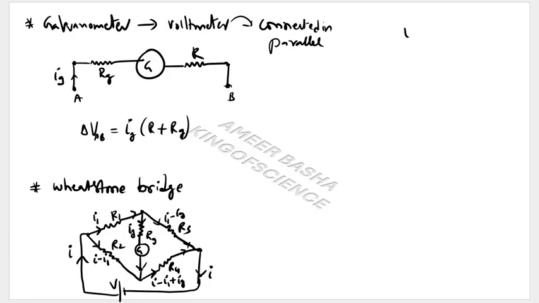If you notice here, I is unknown to me, I1 is unknown to me, and Ig is also unknown to me. I require three equations. Take any three loops.